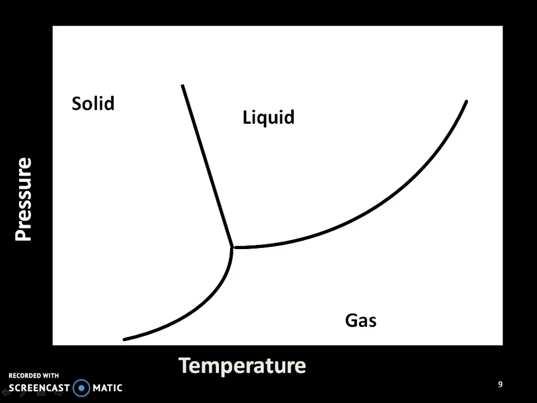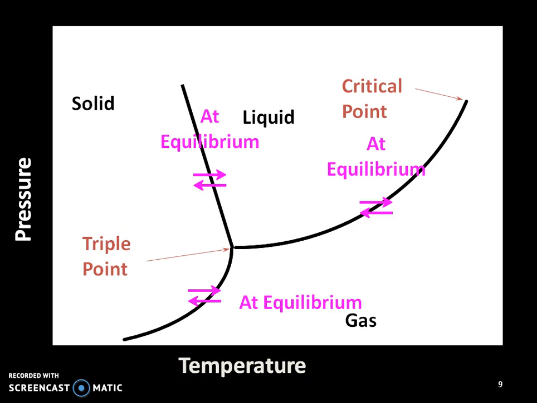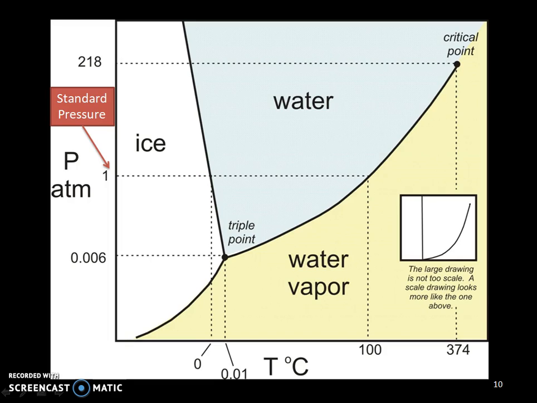So if we look here, again, this is just a generic graph. It shows solid, liquid, gas, and it's always like that, solid, liquid, gas, which should make sense, right? We have that triple point, we have the critical point, and we have where things are at equilibrium. So every curve represents an equilibrium between two phases. So here again is an example, and we have standard pressure always at 1 atmosphere. That's always something to keep in mind.